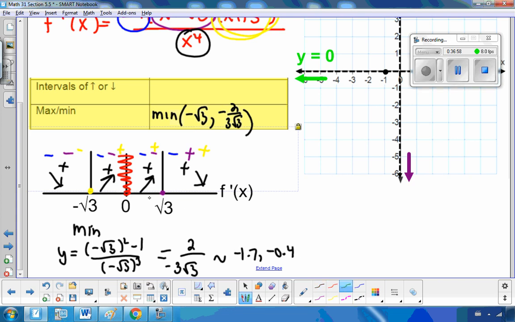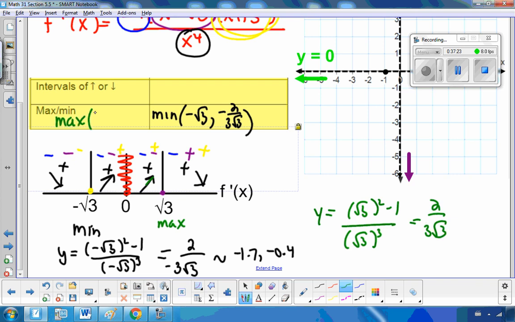So for the next one here, I'm increasing to the left, decreasing to the right, so this is a maximum, and I'm going to do the same thing. y equals root 3 squared minus 1 all over root 3 cubed. So that's just going to equal positive 2 over 3 root 3. So then I have a maximum at root 3 and 2 over 3 root 3. So that's going to happen at approximately 1.7 and 0.4. So I can note those on my graph as well.